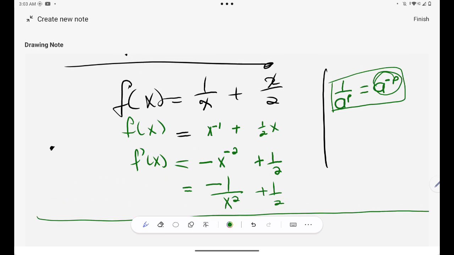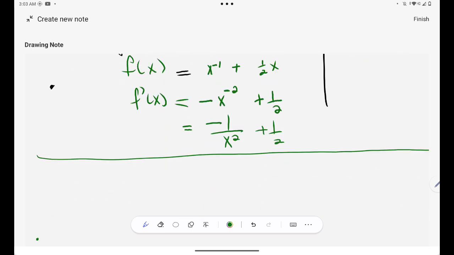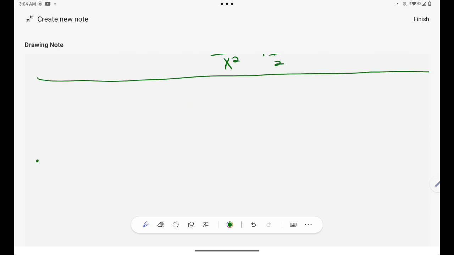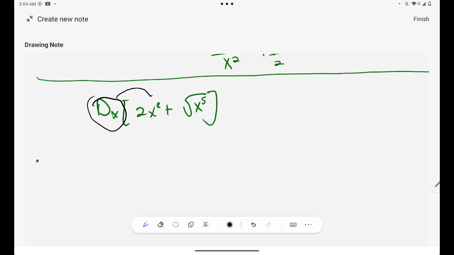Please note, sometimes you won't be given equations, but you'll be given expressions. Are you together? The examiner can say d over dx of 2x squared plus the square root of x to the power 5. You must know that this just tells you to find the derivative of what's inside the brackets. This d over dx instructs you to find the derivative of what's inside the bracket. Are you together?